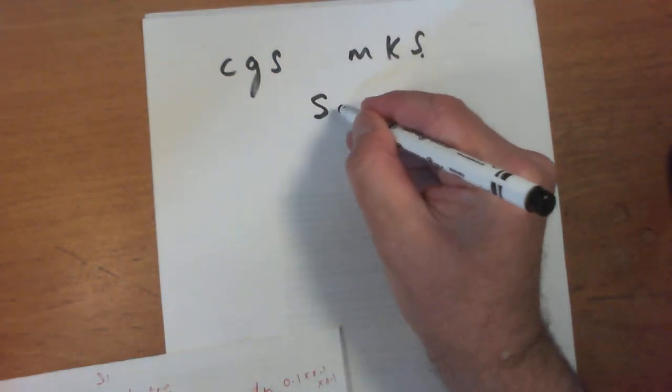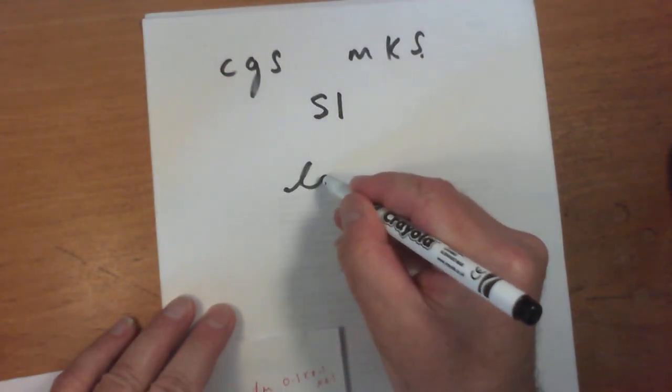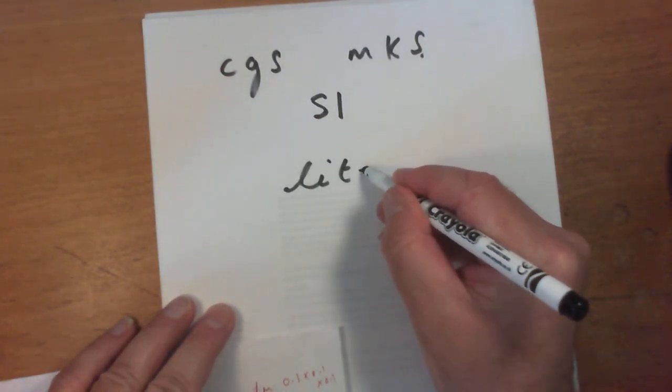Now the more modern convention is SI, System International. And the SI takes the MKS system and tweaks it a bit so it's more convenient, if you like. A classic SI unit is the litre. Well, I'll spell this here. Again, I'm spelling it L-I-T-E-R.